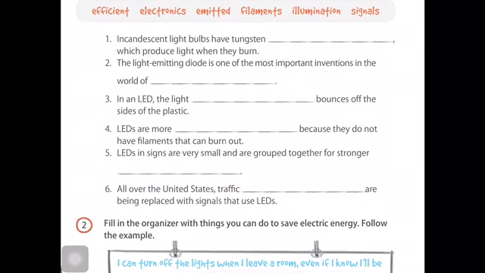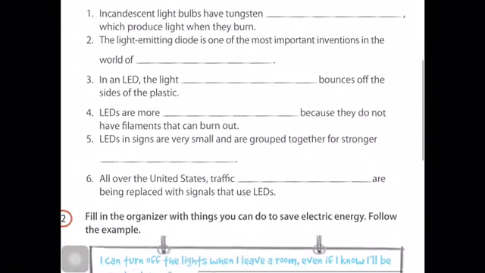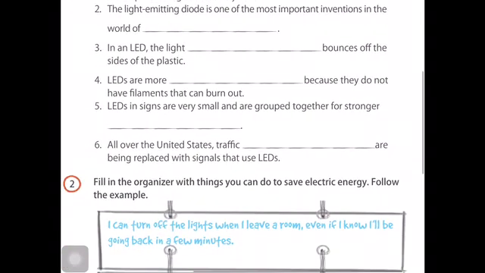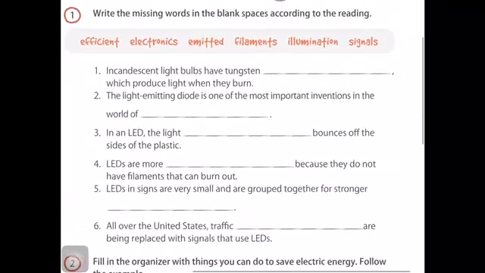Number 5, LEDs in signs are very small and are grouped together for stronger what? And finally, the number 6, all over the United States, traffic signals are being replaced with signals that use LEDs. That's the exercise number 1.